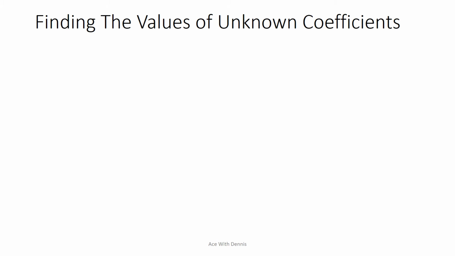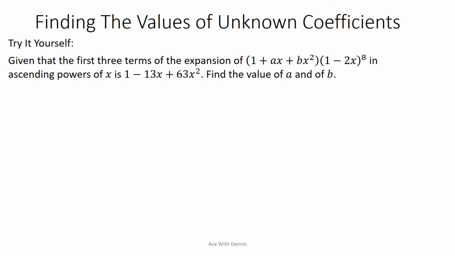Now, you can try this similar example yourself. Given that the first three terms of the expansion of 1 plus ax plus bx squared times 1 minus 2x to the power of 8, in ascending powers of x, is 1 minus 13x plus 63x squared. Find the value of a and of b. You can pause the video and try to do it yourself.